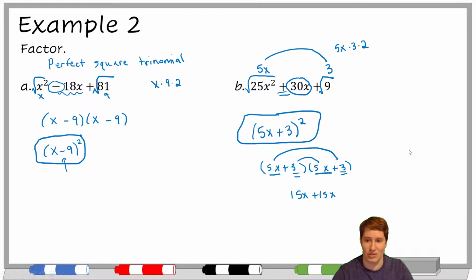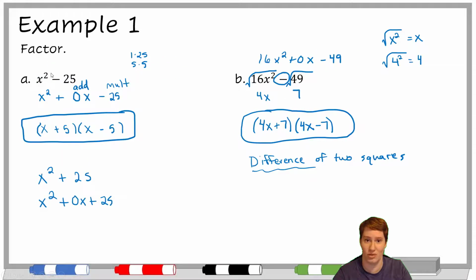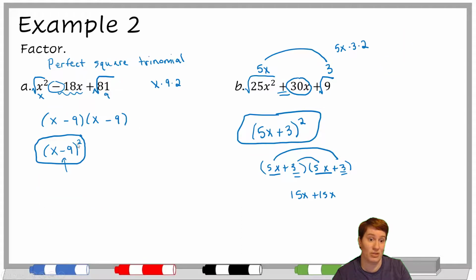I think it's really interesting that when we start with 2 terms, we end up with 2 parentheses, but then when we start with 3 terms, we end up with 1 parentheses and a squared, because it feels kind of backwards, right? That's the case, but that's it.